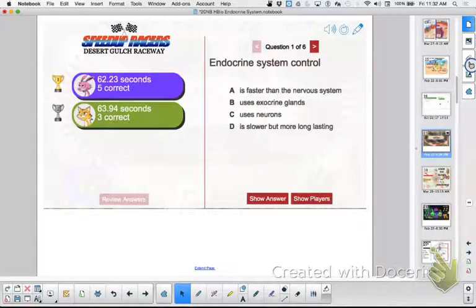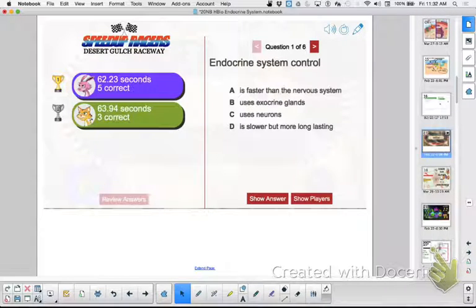Okay, so all right, let's go over the answers. If you were faced with this question, endocrine system control, what's your answer? D. Yes. Endocrine system is slower but more long lasting.